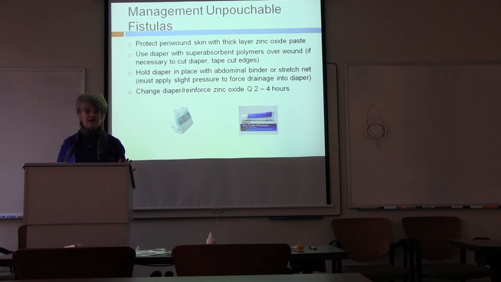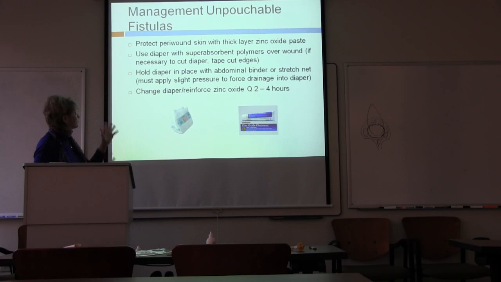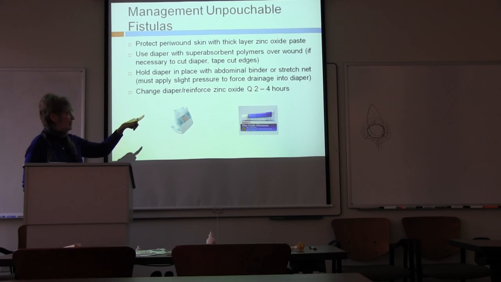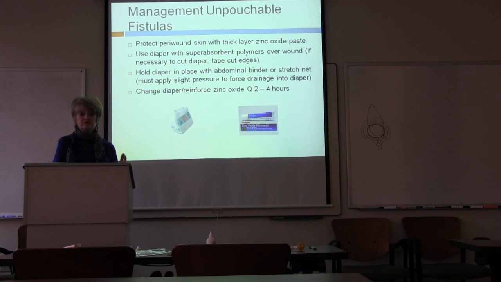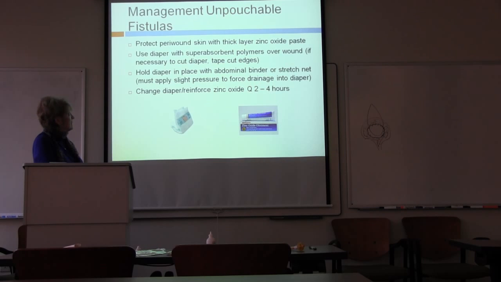So you should always have a fallback position that your staff can use for an unpouchable fistula. This is what they should use when a patient comes in. If they can't make a pouch work, it's what they should use if a pouch comes off and you're not there. Because bottom line, your goal is protect the skin, manage the drainage. So it's very simple. You can protect the skin with a thick layer of zinc oxide ointment, over the counter or one of the products that you stock in an inpatient setting. So thick layer of zinc oxide paste.